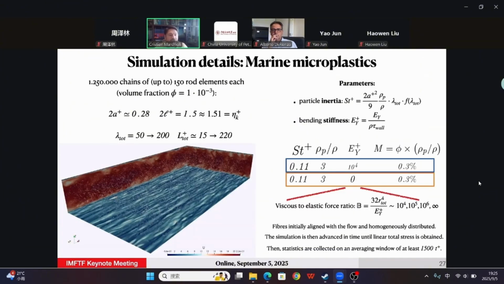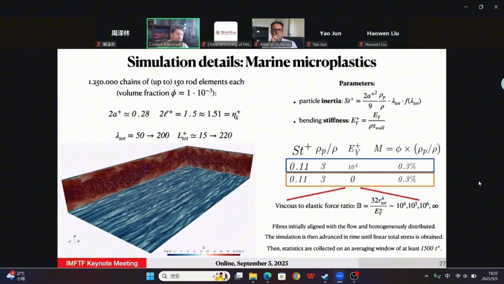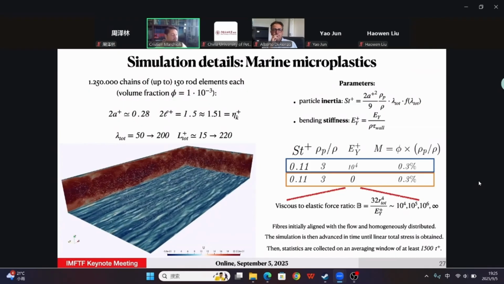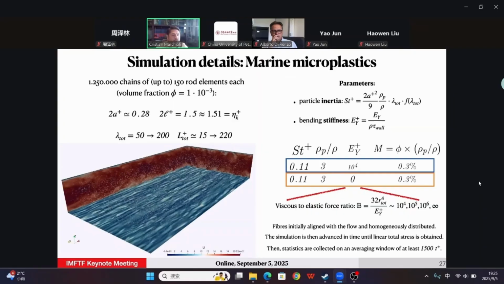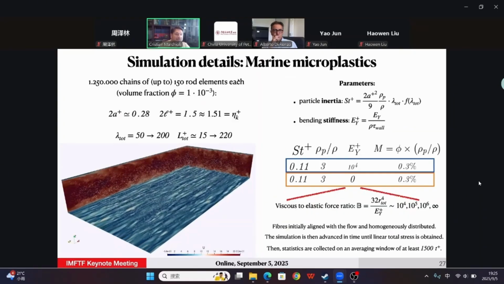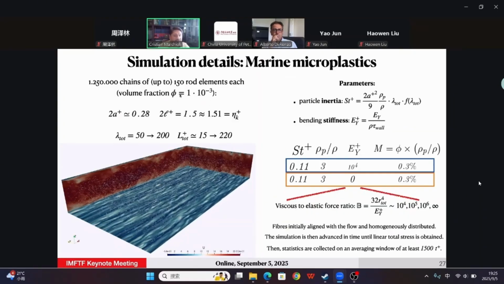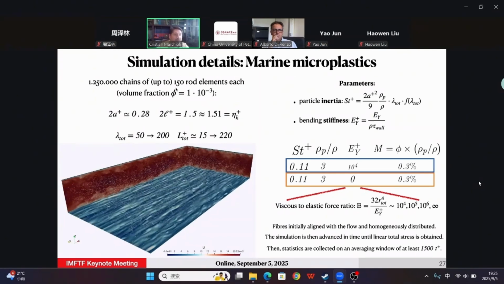Okay, so regarding the fibers, we are releasing a large number of fibers, so very large swarms of fibers in the flow. These fibers can be made up to 150 or even 200 rods. This is probably an outdated number.